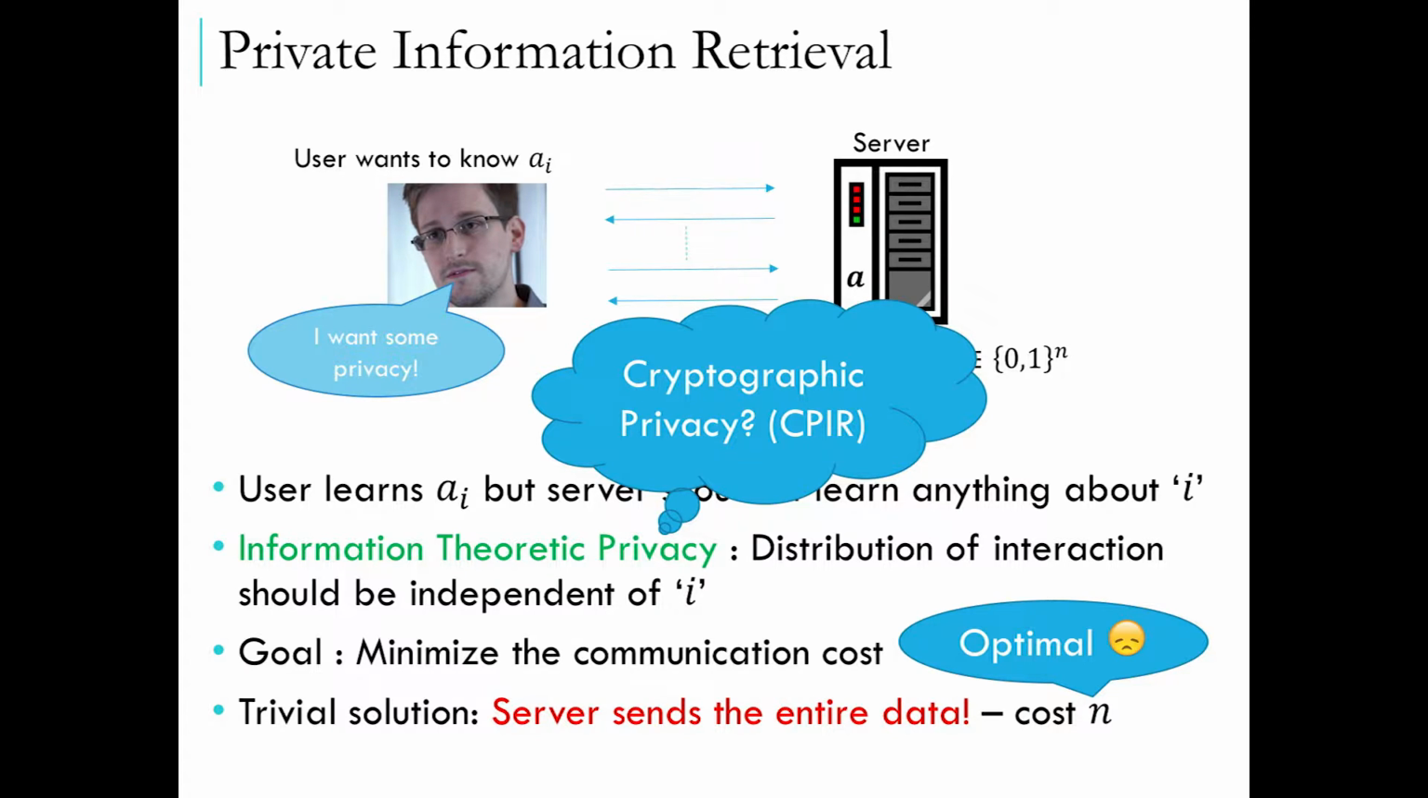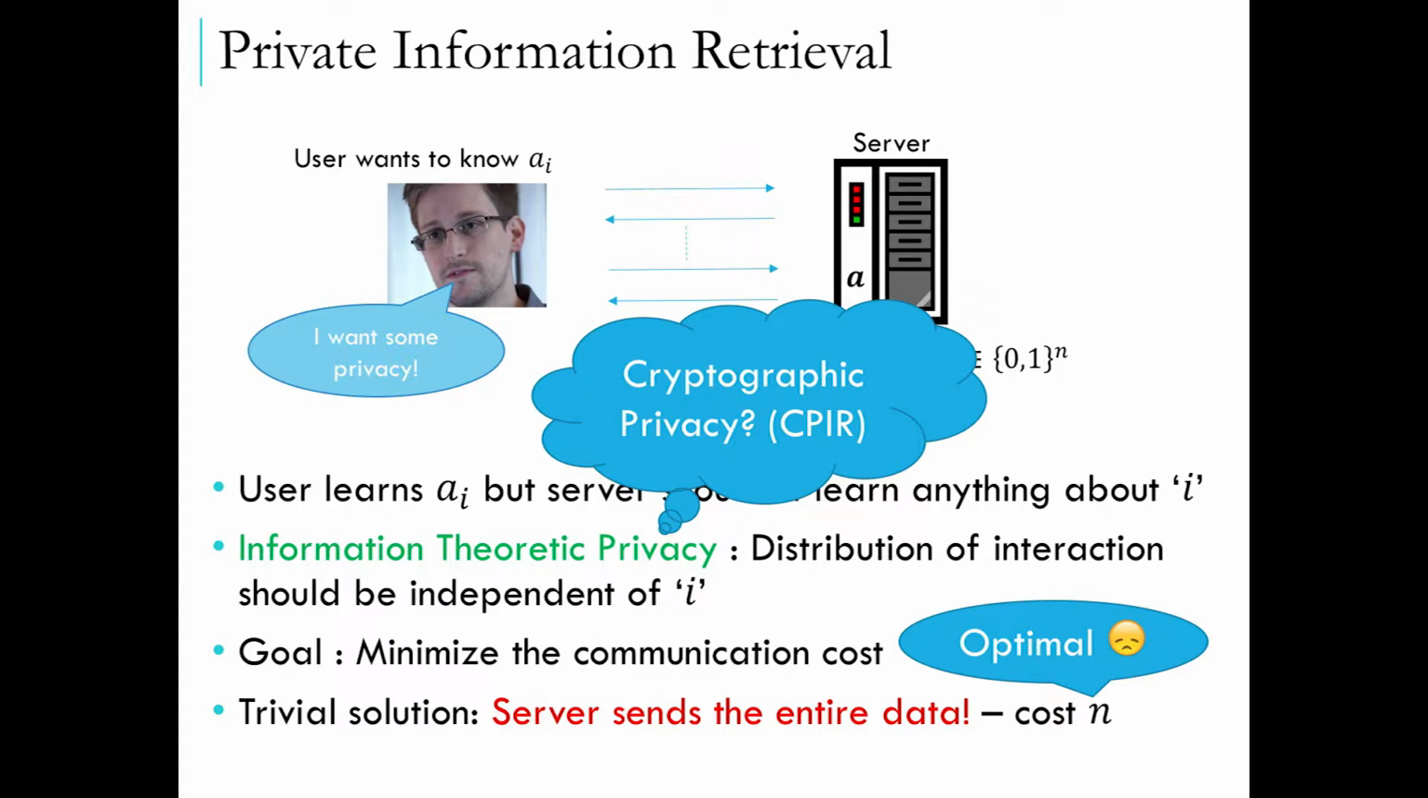So he interacts with the server, and in general this interaction, the protocol, can be randomized. At the end of the protocol, his goal is to know the bit that he wants, AI. But the user is particularly sensitive, and he wants some privacy. What do we mean by that? We want that the user, at the end of the protocol, should learn AI, but the server should not learn anything about I, the index that he is looking for.